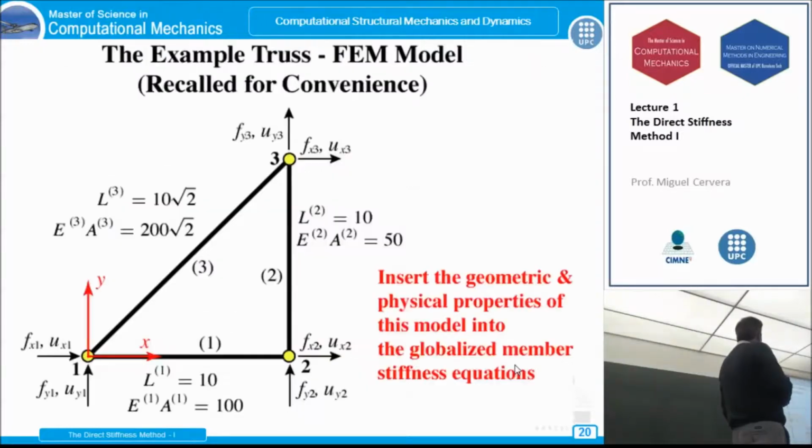Now, let's go back to the example. Remember, this was the example we wanted to solve. These are the lengths, these are the properties, and this is the numbering of the members and the nodes. So let's build the matrices according to what we have just seen.